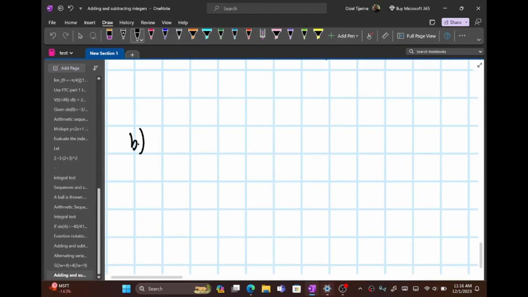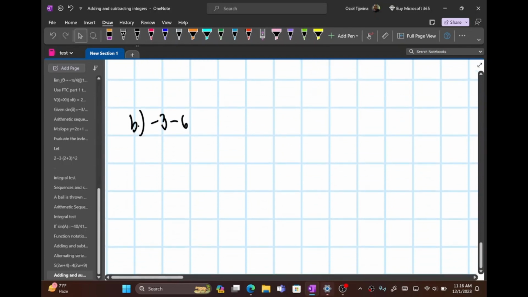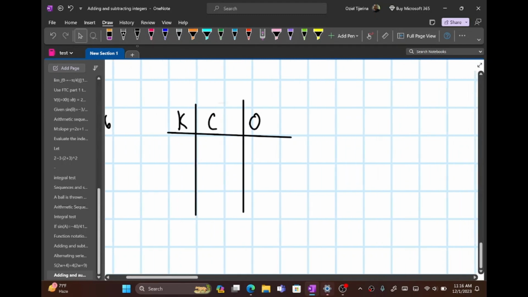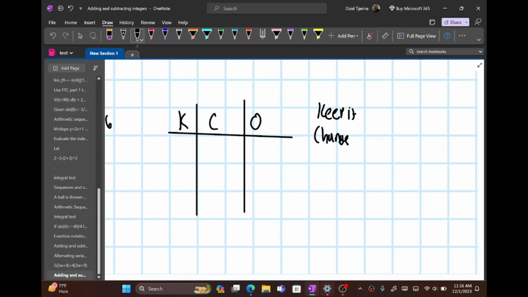Now let's go to part B. There's a specific rule here for part B, something they taught me in middle school again. It's called keep it, change it, opposite. Keep it, change it, opposite. So we want to make sure we understand KCO.